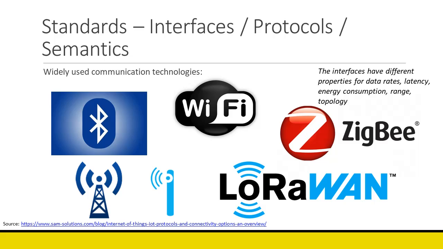In this slide, you see the most commonly used communication interfaces in IoT applications. Due to the mobile flexibility that many IoT applications need, all those interfaces are wireless. Nevertheless, it's not excluded to use wired connections, but it is less likely. All shown interfaces have different properties for data rates, latency, energy consumption, range, topology, etc. Choosing the right interface depends on the requirements of the specific use case.